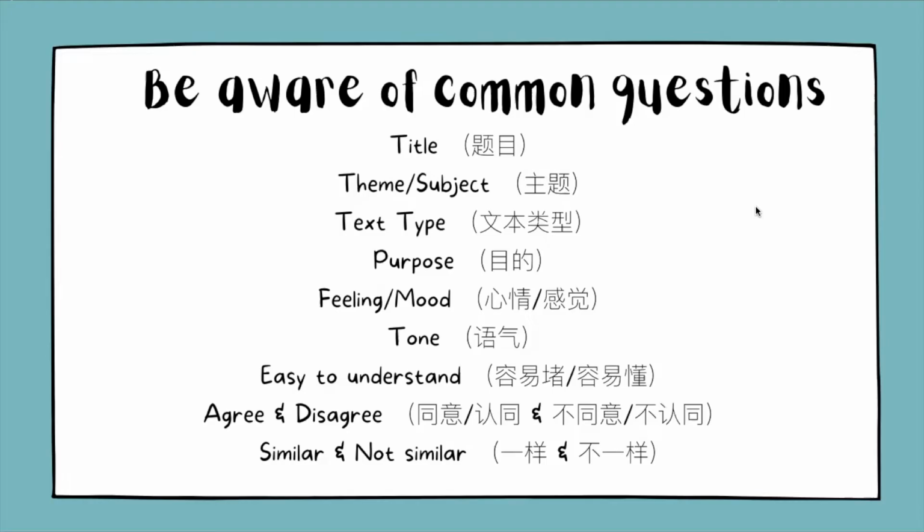And they'll often ask the feeling and mood of a certain person or the entire passage itself. They'll ask you for tone, which is another way they can ask you for feeling and mood. And the common question is, how does the passage, reading or listening, present the information such that it's easy for the audience to understand, easy for them to listen to, and easy for them to read? So this is quite a common question. Another thing is whether you agree or disagree with something. And another question is whether something is similar or not similar. These are all very common questions that will surely appear.